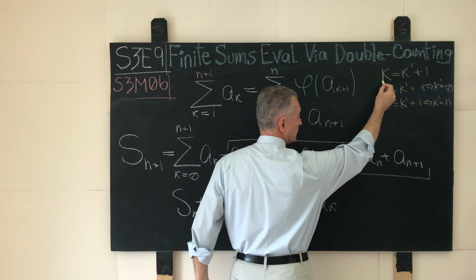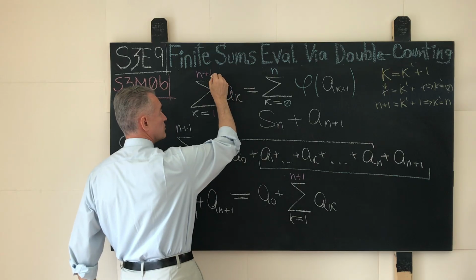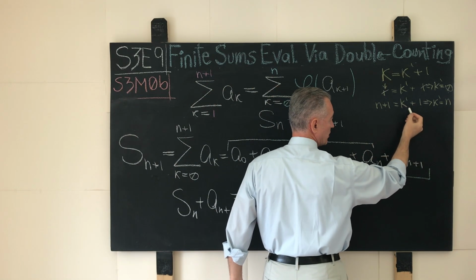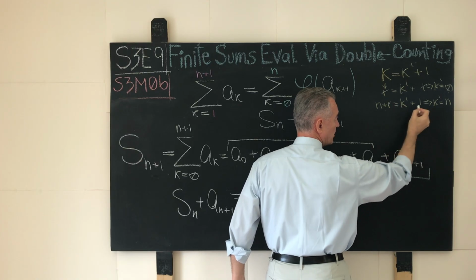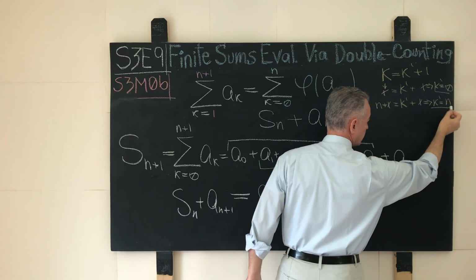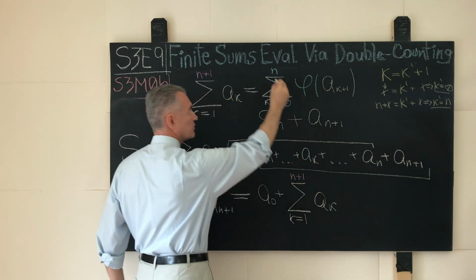And when k is equal to the upper bound of the original sum, n plus 1, we write down n plus 1 equals k prime plus 1. 1 and 1 cancel out again, and we have k prime equal to n.